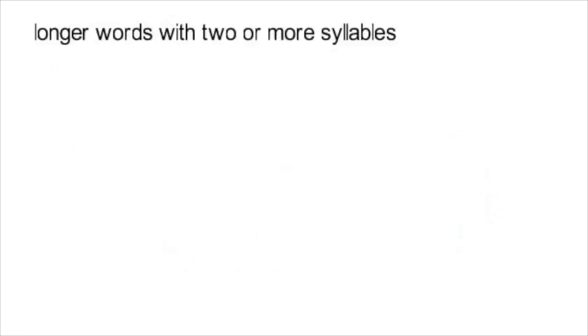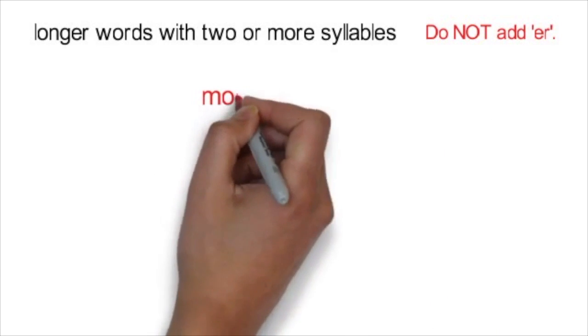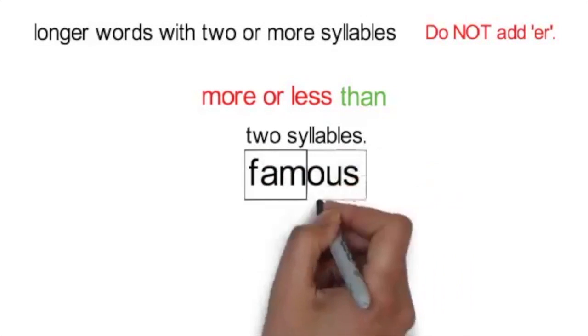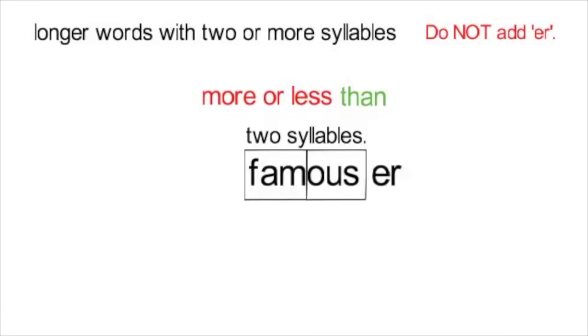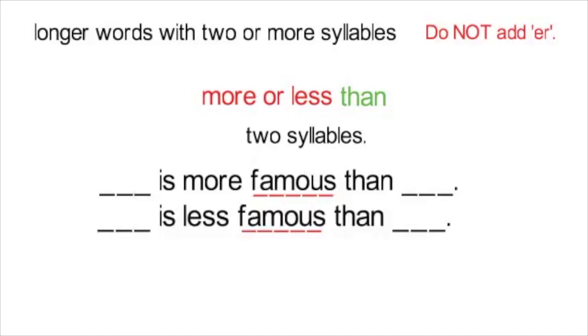What about longer words or words with 2 or more syllables that don't end in Y? For those words, we do not add ER. Instead, we add more or less than. Let's try some examples. Famous. This word has 2 syllables. We cannot change this to famouser. However, we say more famous than or less famous than.